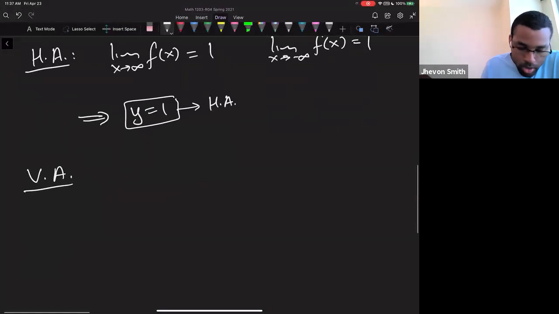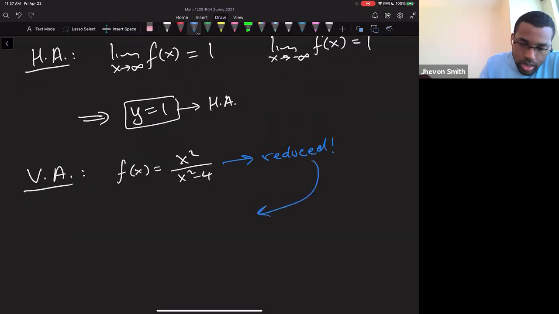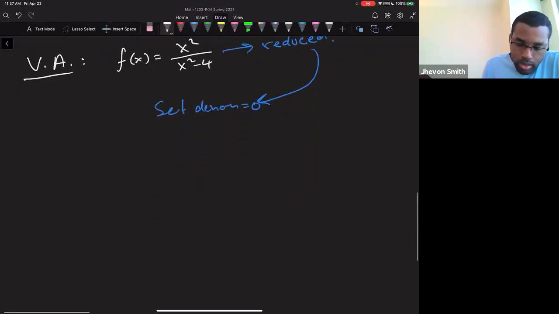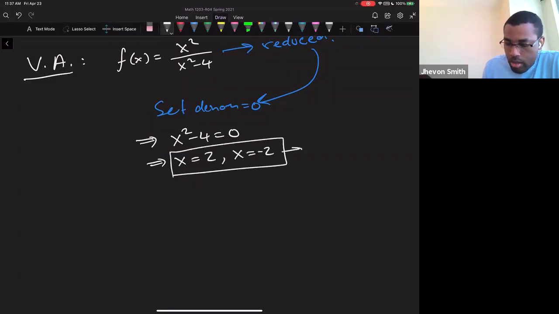Now we look at the vertical asymptotes. And for this, we just have f equals x squared over x squared minus 4. We check that it's reduced, which means we can just set the denominator equals 0, at which point we would get x squared minus 4 equals 0. So your x equals 2 or your x equals minus 2. And those guys are your vertical asymptotes.